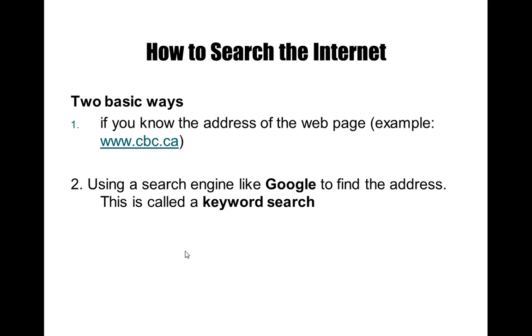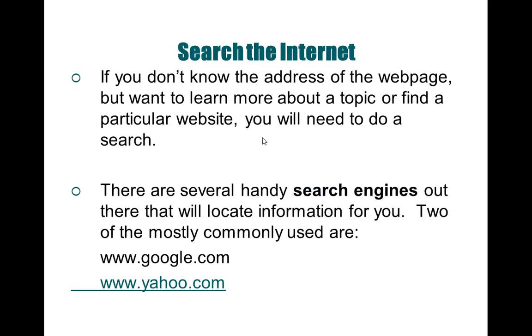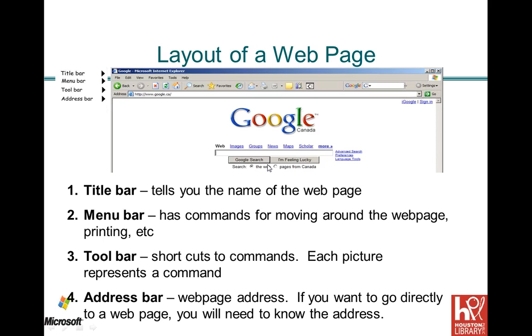Then we have also talked about how to search the internet. Simply use the address bar, click on Google, and then press the enter key. How to type the website address? Go to the address bar, click the delete key. Automatically the previous address will be deleted, and you enter the new address and press the enter key. How to search? You can use the search engine for searching the internet.